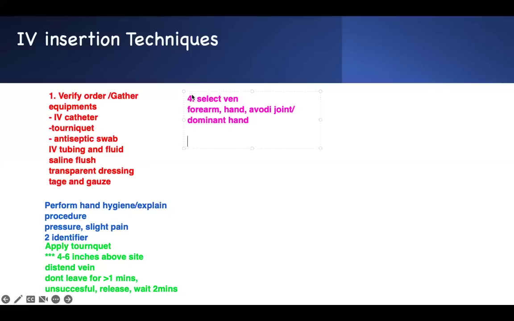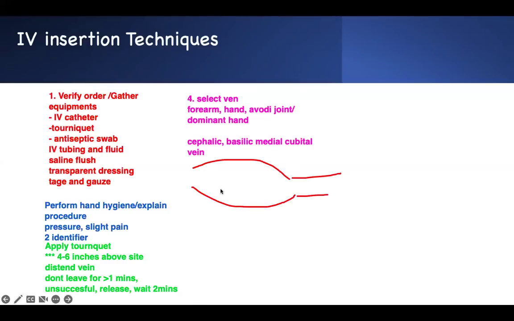The veins that you can select, if you can see them, are the cephalic, basilic, and median cubital veins. What does that mean? You may see a question like that where they want you to identify them. If this is your arm, and this is your forearm, the vein on top, if your hand is like that, the vein on top, this is the cephalic vein.